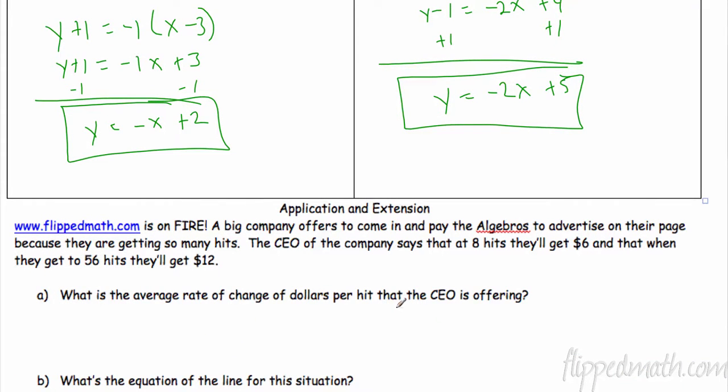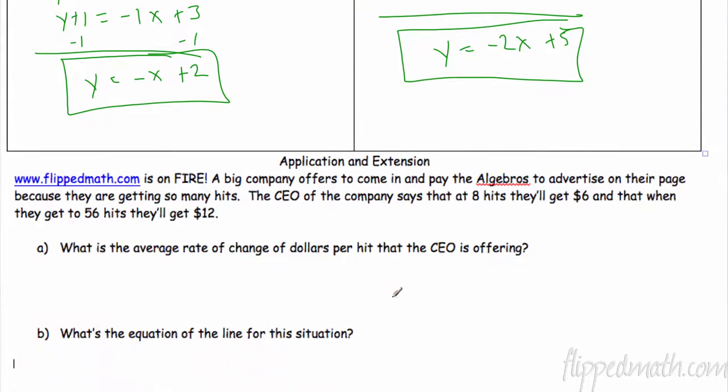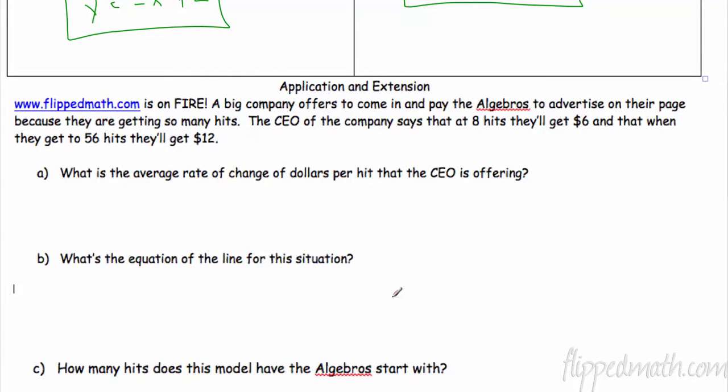Flipmath.com's on fire. A big company wants to come in and pay the algebros. They say they can get 8 hits. For 8 hits, they get $6. Woohoo! But for 56 hits, they only get $12. Ooh, that's not as good. All right, so what's the average rate of change?